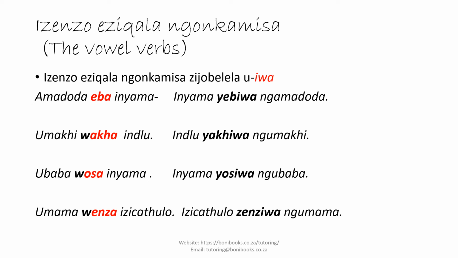Okay. Ubaba wosa inyama. Inyama yosiwa ngubaba. And umama wenza izicathulo. Izicathulo zenziwa ngumama. So mom is making shoes, and the shoes are made by mom. Okay. So these are the vowel verbs that I decided to use for today. But this is what is going to happen. If you have a vowel commencing verb, you will add iwa: osiwa, ebiwa, akiwa, enziwa, okay, aliwa. Okay, so we have seen all that I wanted to teach you about the passive, or Impambosi Yokwenziwa.